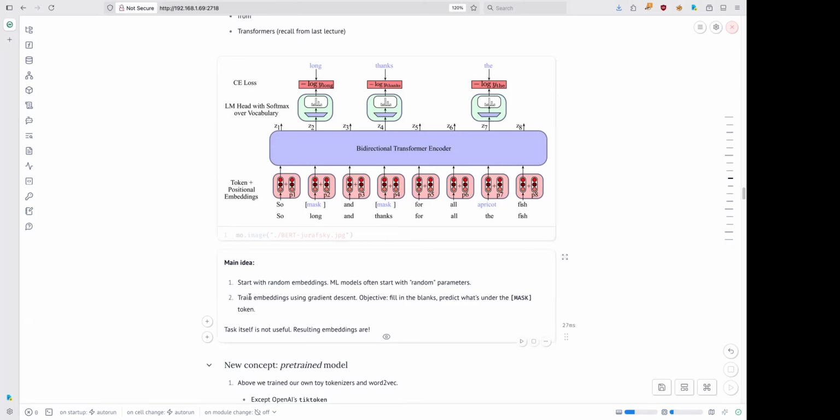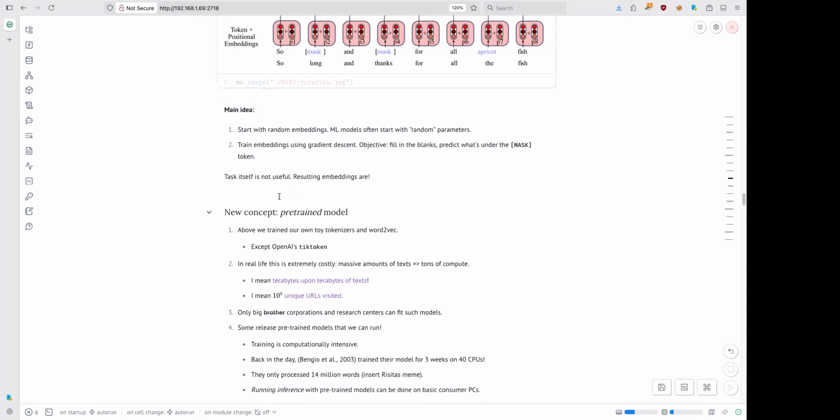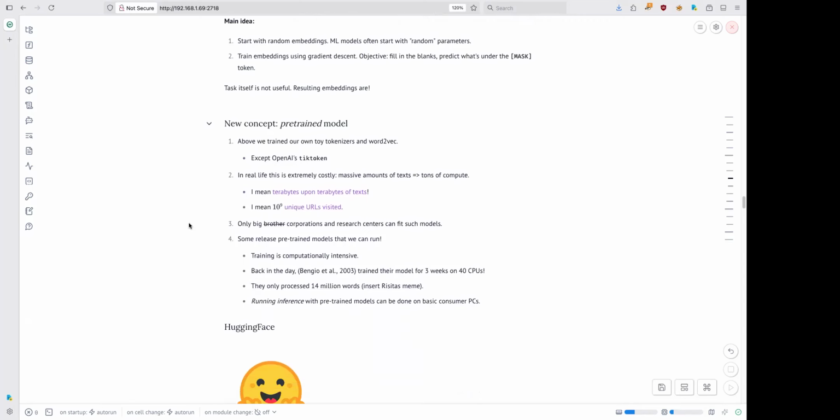So this is exactly what I said just now, right? Here, the task itself, filling in the blanks, is just not useful, right? We don't usually do this as humans. How often do you fill in the blanks? Not all the time. So the task itself is not really useful, but the resulting embeddings are, and we will see this here. Again, this is just some kind of transformer, some kind of massive model, and we don't usually have the computing power to train it.